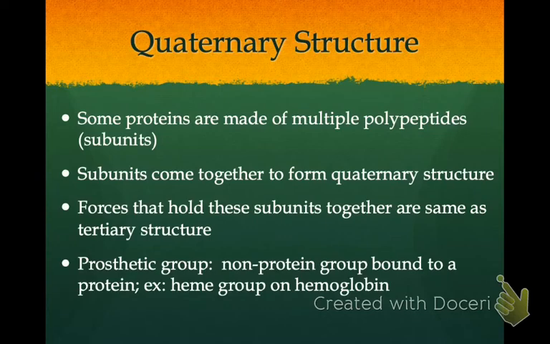One other thing that can be on quaternary structures or even tertiary structures would be something that we call a prosthetic group. And a prosthetic group is a non-protein that is bound to a protein. So one example of that, and probably the best example, is the heme group or the iron group that is on hemoglobin. That iron group on hemoglobin carries or holds the oxygen so it can be carried around in the bloodstream and moved where it needs to go out into the cells.